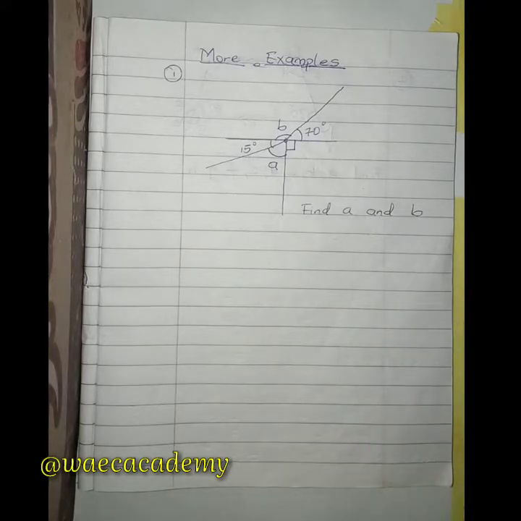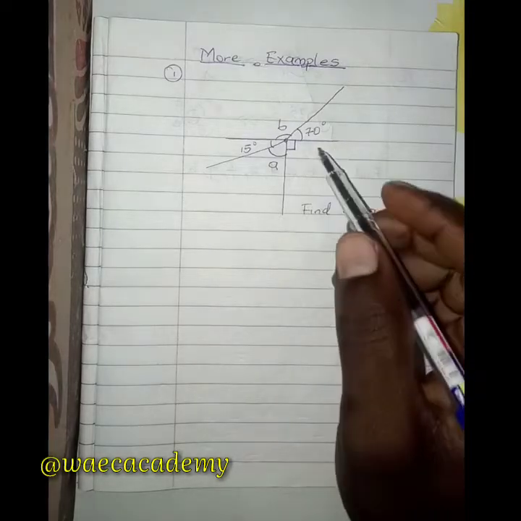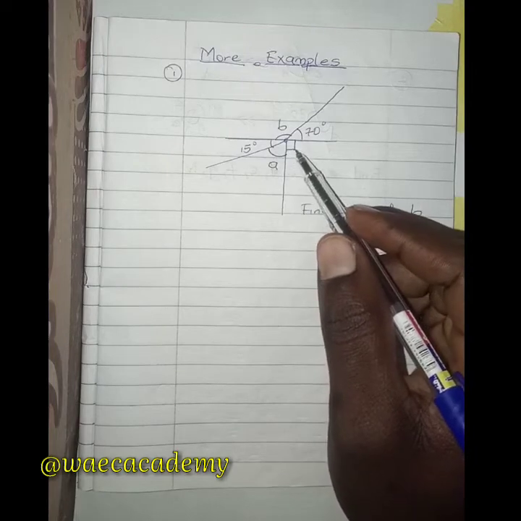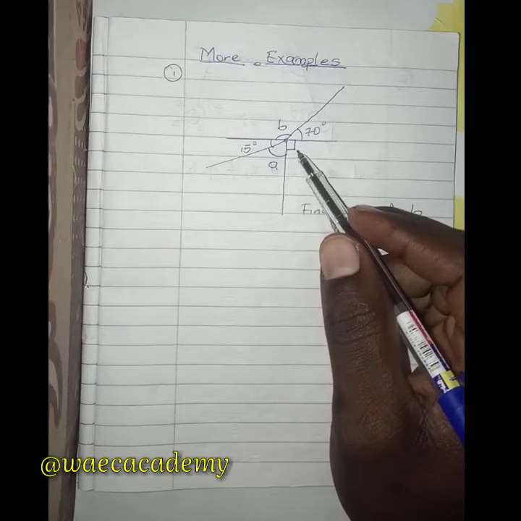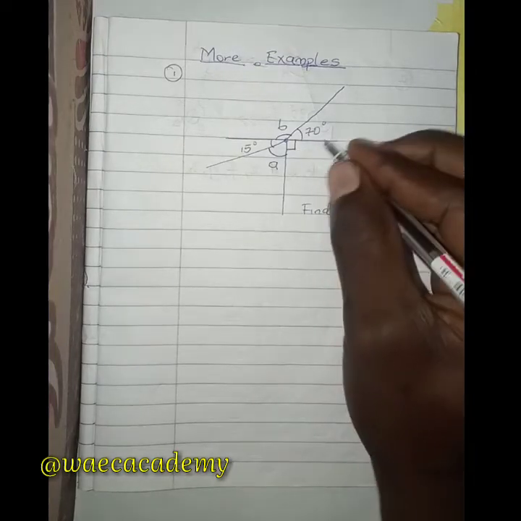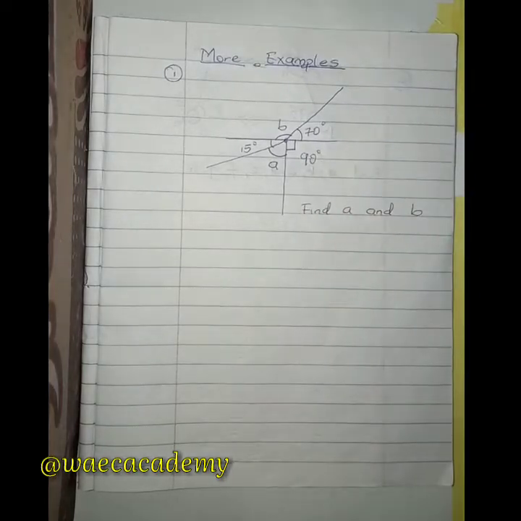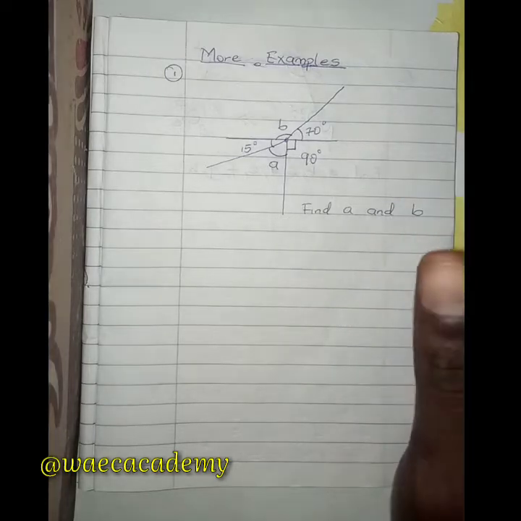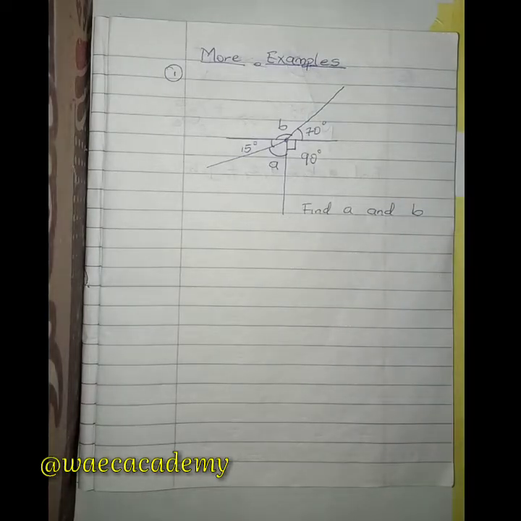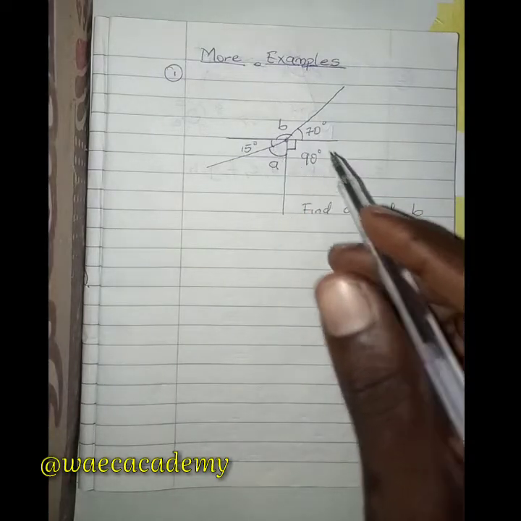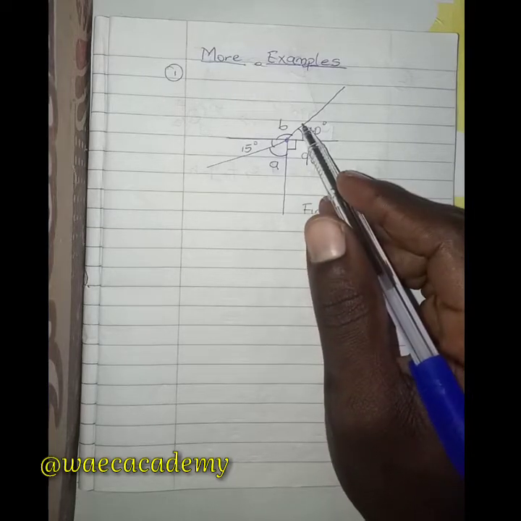So for this question, we are asked to find A and B. If you're asked to find A and B, one of the first things you need to notice inside the question is this right angle written right here. So that you will not forget, you can easily just put 90 degrees here. Right angle means 90 degrees. You can write it out yourself so you will not forget. Okay. So every single angle is given apart from A and B.